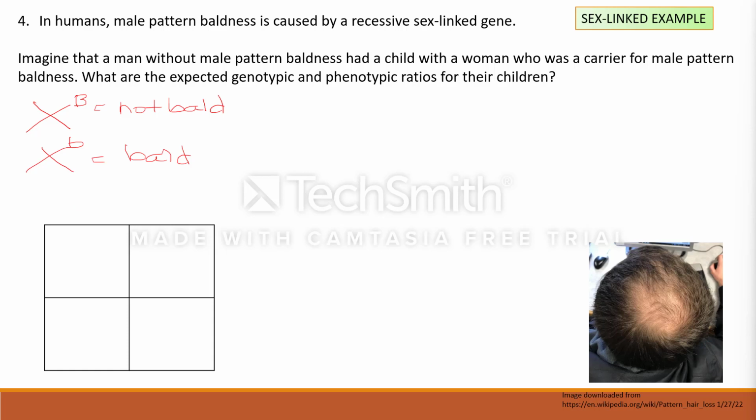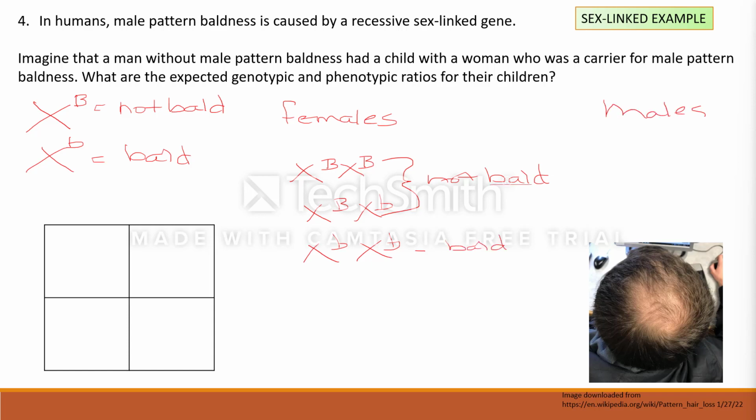When we think of the possible phenotypes and the genotype, we want to think about males and females separately. Females are XX, right? So females could be X big B, X big B. They could be X big B, X little b, or they could be X little b, X little b. These ones here are all going to be not bald because the little b is recessive to the big B. And then just these ones here that have 2 copies will be bald.